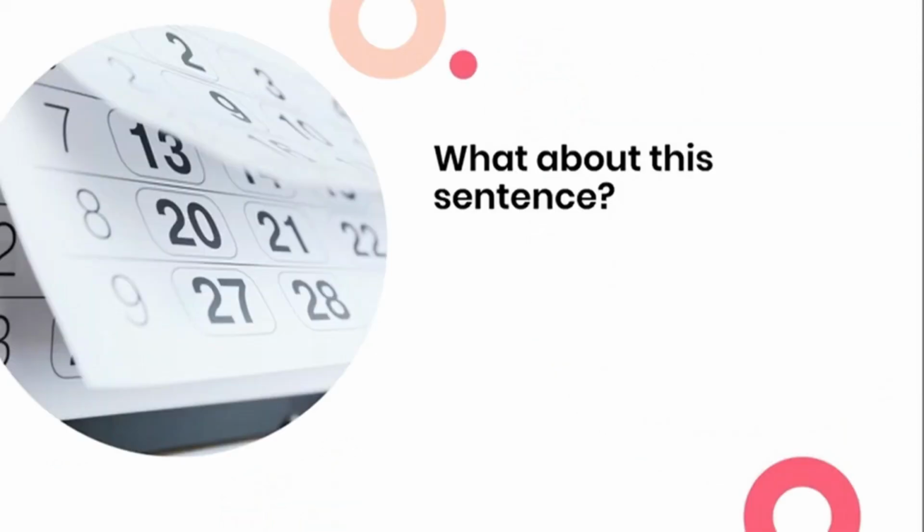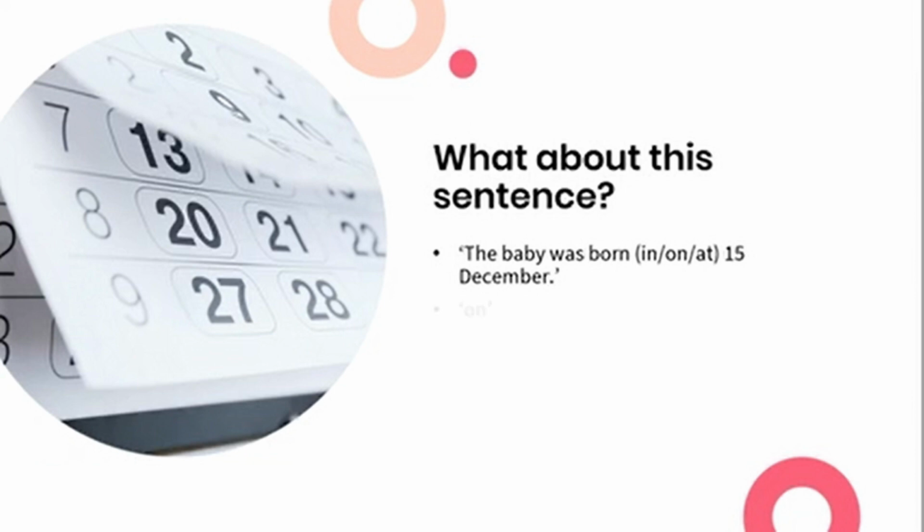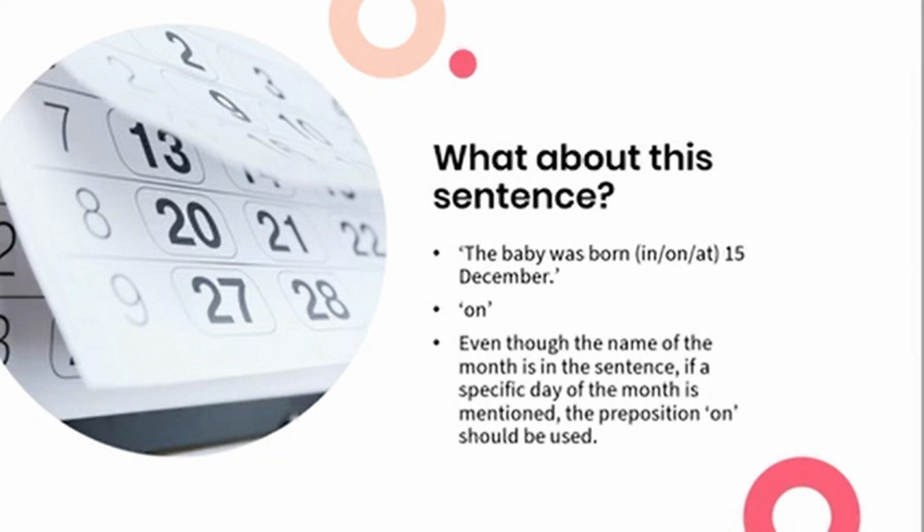Now, lastly, what is the correct preposition to use in this sentence? The baby was born in, on, or at 15 December. On. Even though the name of a month is in the sentence, if there is a specific date, the preposition on should be used.